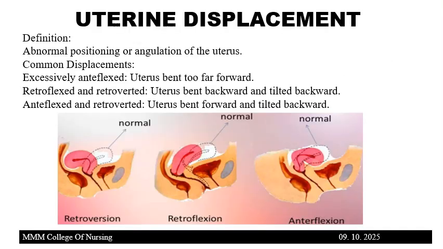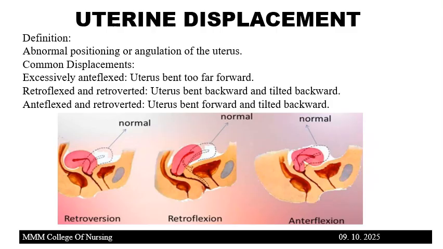Next we'll see about uterine displacement. So till now we saw about uterine abnormalities: the introduction, the definition, the causes and impact, the types of uterine abnormalities, how to diagnose it, what the treatment options available are, and on what basis the treatment is guided. Next we'll see about uterine displacement.